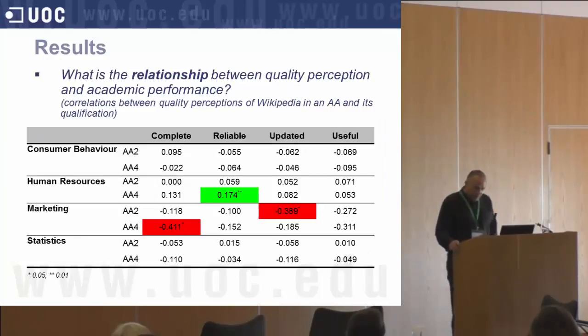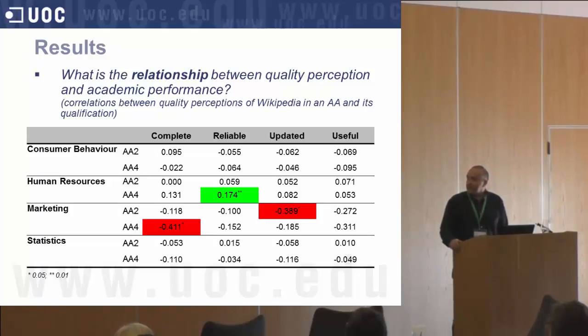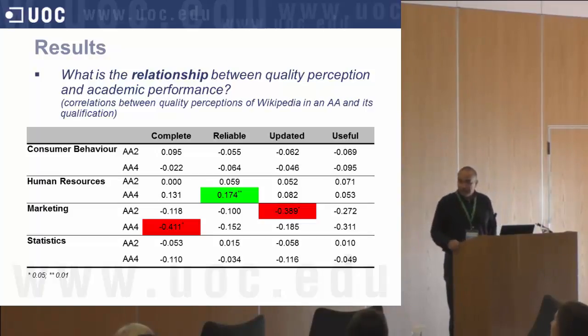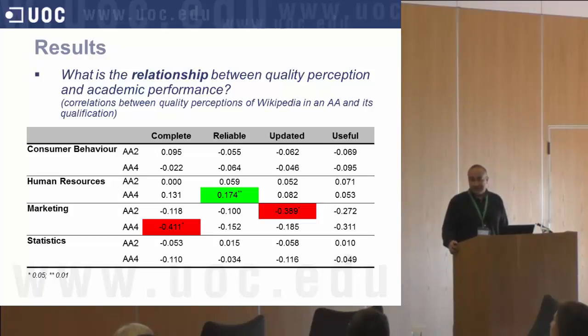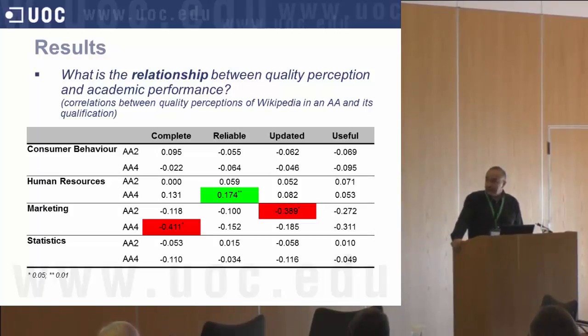And finally, what about the relationship between quality perception and academic qualification? Well, we have no correlation between these two issues, just this green cell and these two red cells, but as you can see, there are low correlations. And what we have to do in future research is to analyze what's happening in the marketing area, because as you can see through all my presentation, we get those strange results in this area. So maybe we have to check if it has been introduced correctly in the courses or whatever.